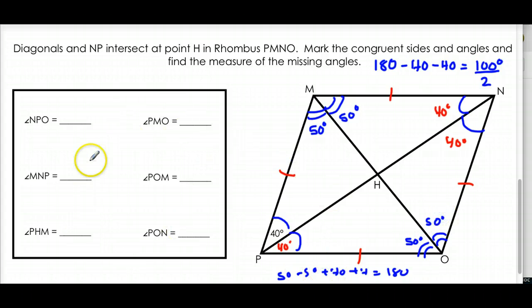Now these I'm going to have you fill out all by yourself. But there's one that I want to look at with you. We want to find PHM. That's this angle right here. And this angle over here is 90 degrees. We know it's 90 because diagonals intersect to create 90 degrees. So any angle in the middle will be 90 degrees. PHM is 90 because diagonals intersect to create 90-degree angles.